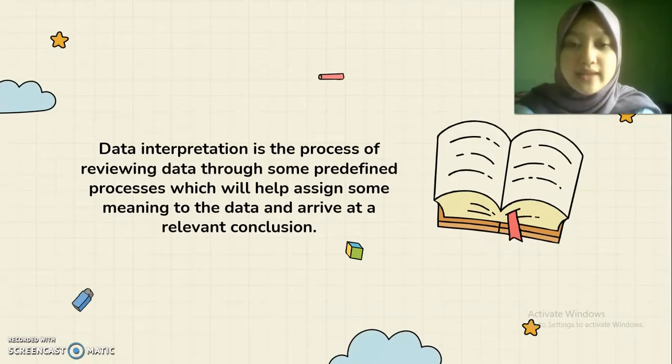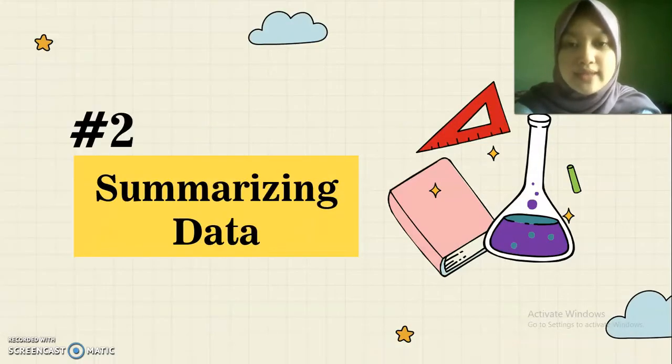So data interpretation is the process of reviewing data through some predefined processes which will help assign some meaning to the data and arrive at a relevant conclusion. And data interpretation refers to the task of drawing inference from the collected facts after an analytical or experimental study. And we can move to the second subtopic about summarizing data.